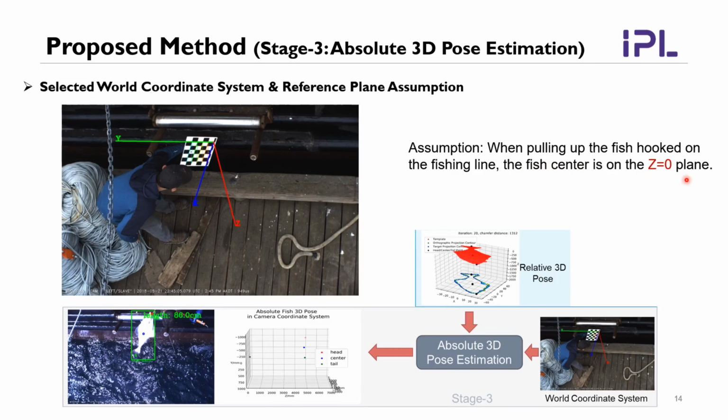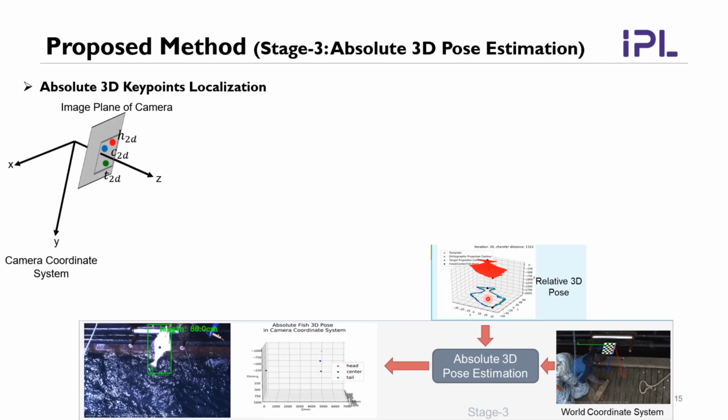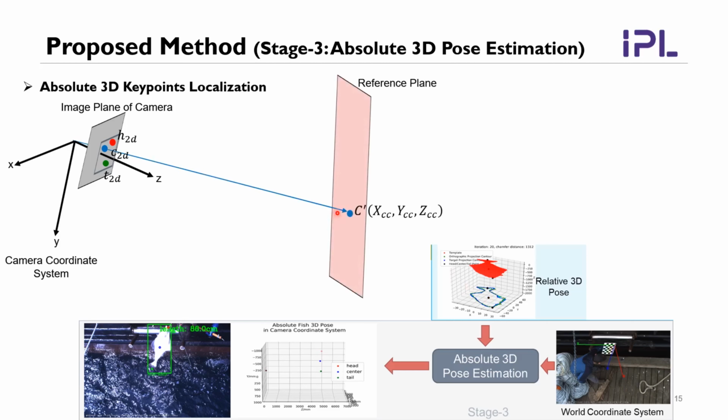So with this reference plane, and relative 3D pose from stage 2, we can do absolute 3D key points localization in the following way. This is image plane, and this bounding box and 3 key points in image. These 3 key points are actually these 3 black dots. This is camera coordinate system. This is the reference plane. Using camera intrinsic matrix, we can back project the center point onto this reference plane because our assumption is that the fish center is on this reference plane. So C' is the center key point in absolute 3D.